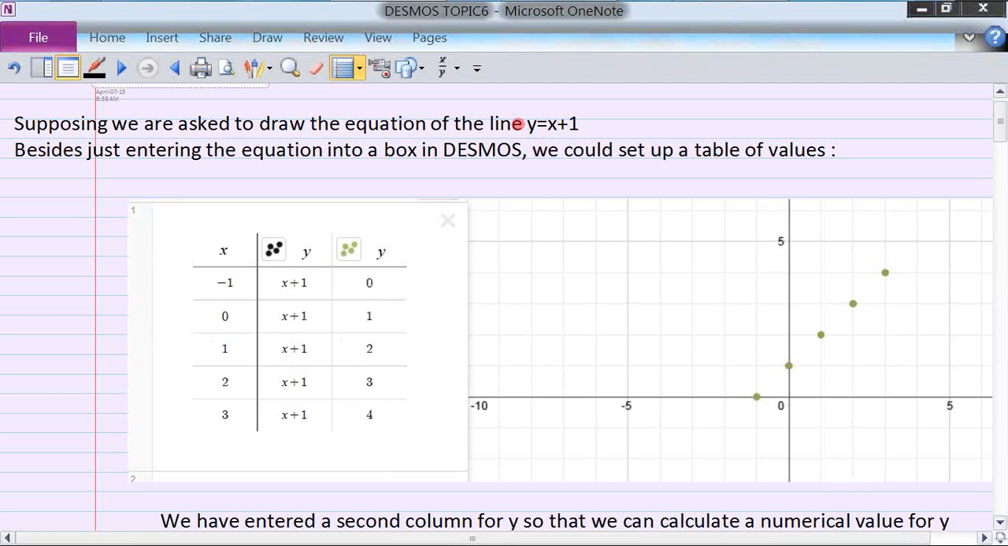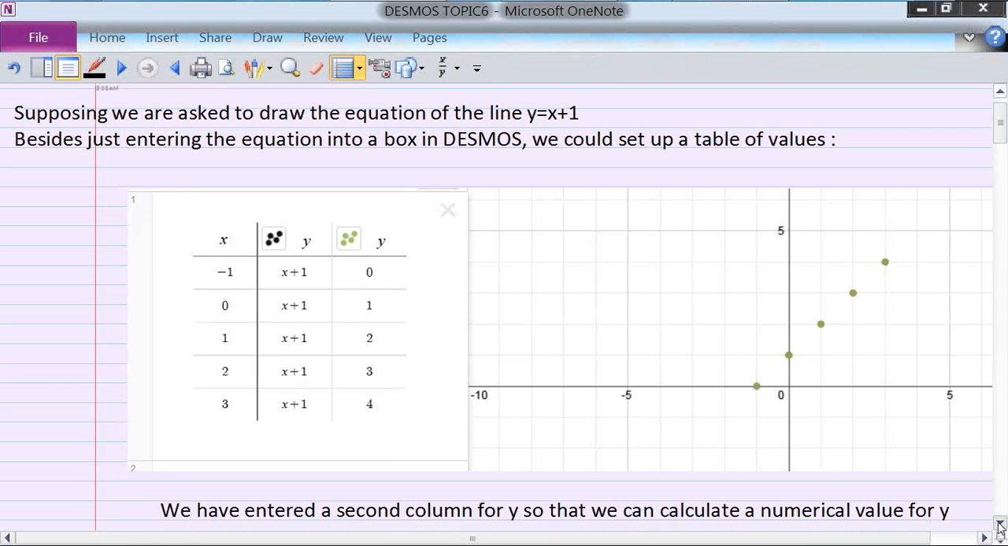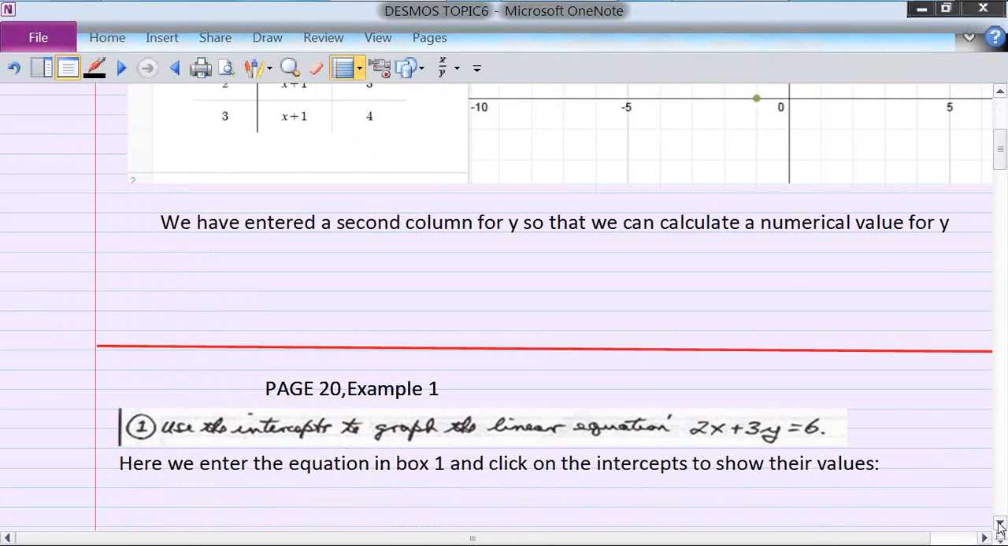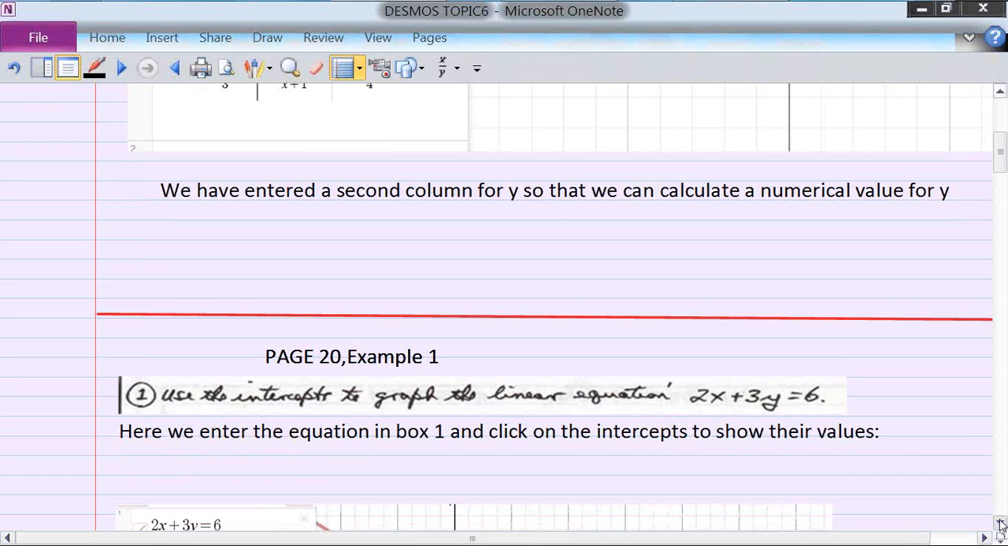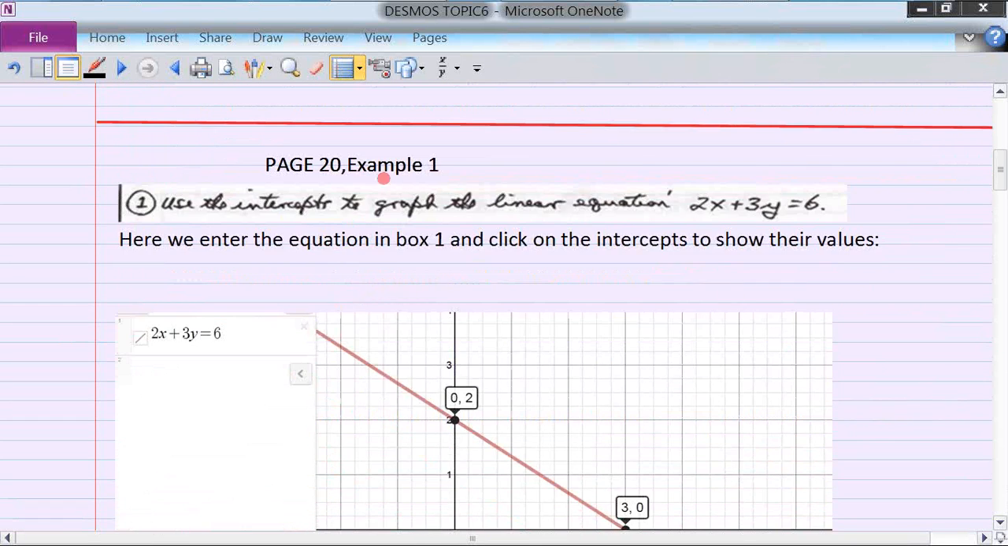Of course, we can just enter the equation into a box as an equation and we will get the straight line. So that's the simplest way, but it's always interesting to see if there's a way that you can do things another way. So here we've entered a second column for y so that we can calculate a numerical value for y. So let's see some examples here.